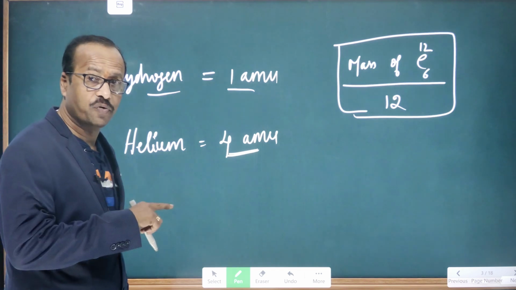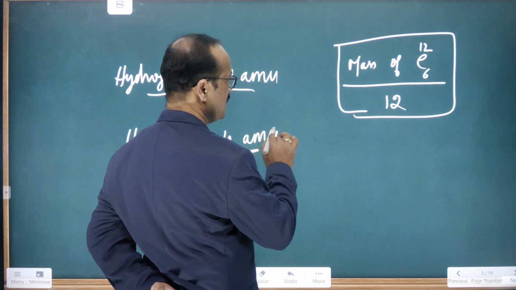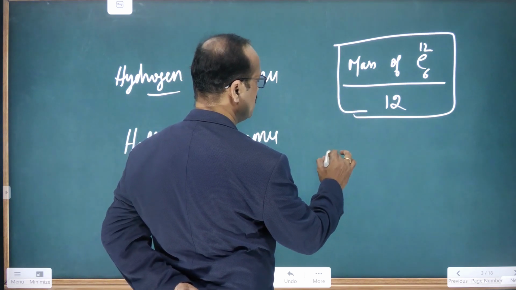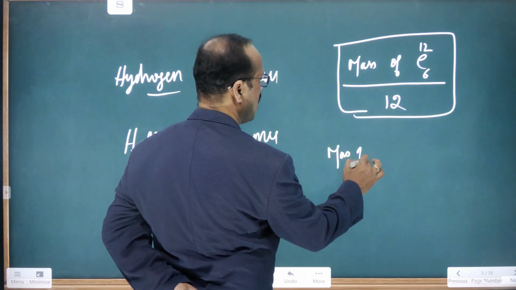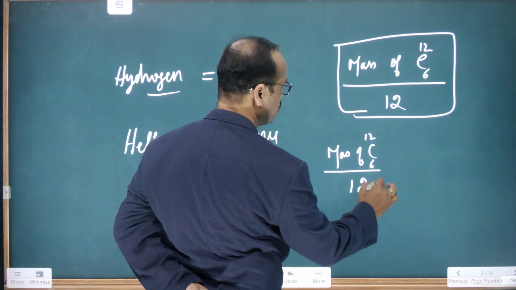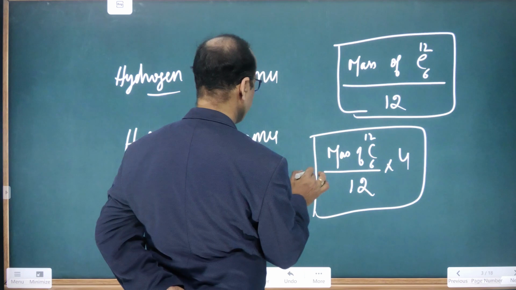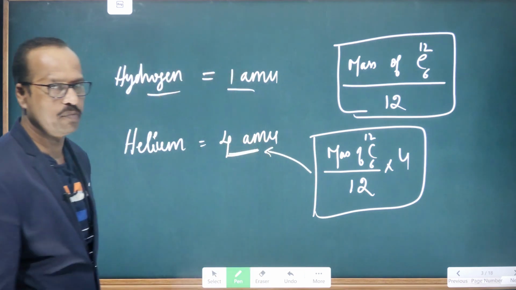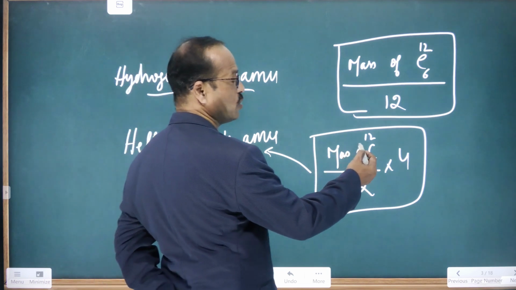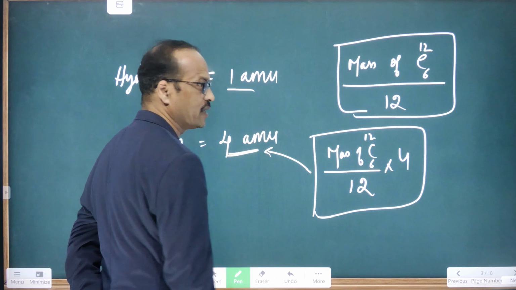So, what is the meaning of 4 AMU? The meaning of 4 AMU is, the mass of carbon, 12, divided by 12, into 4, that comes to 4 AMU, right. Because carbon atomic mass is taken as 12. So, 12 by 12, 1 into 4, 4. So, I will get 4 AMU.